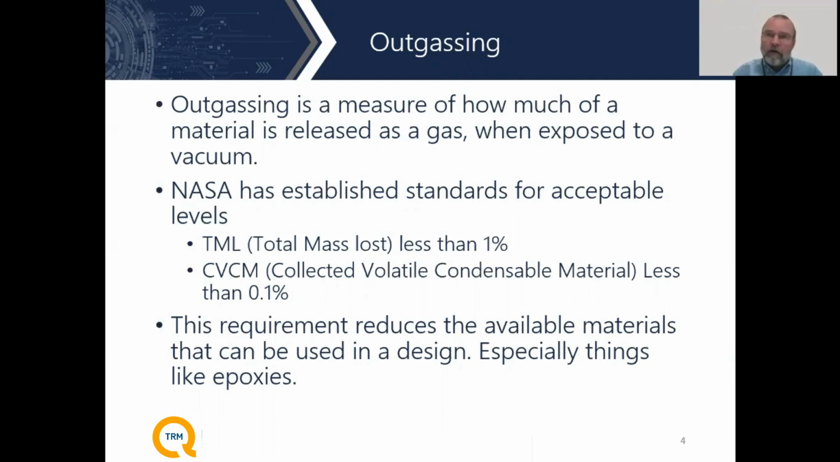NASA established two different criteria to quantify outgassing. One is TML, or total mass loss, and in order for a part to meet the NASA outgassing requirement, you have to lose less than 1% of its total mass due to outgassing. The second criterion, which is almost more important than the total mass loss, is the CVCM, or collected volatile condensable material ratio. That has to be less than 0.1%, excuse me.